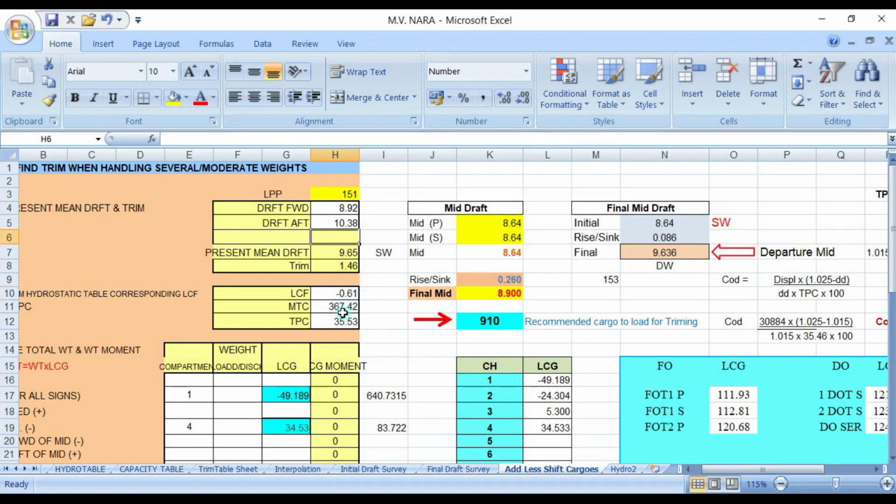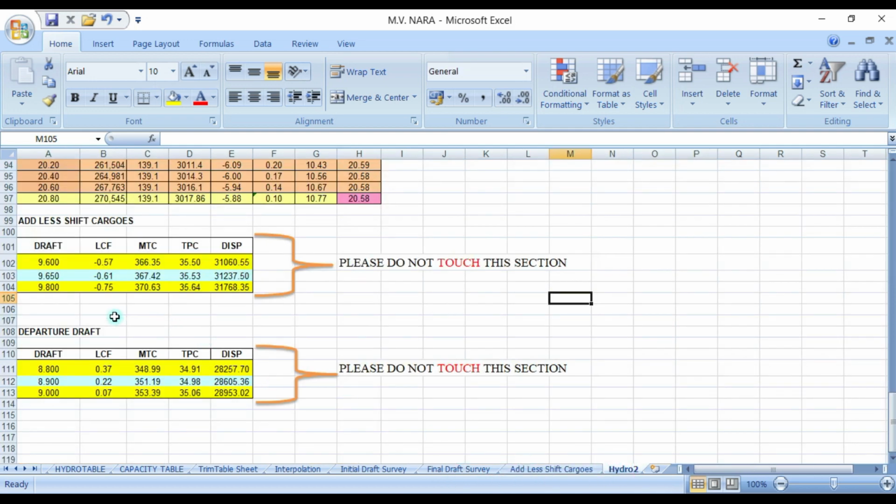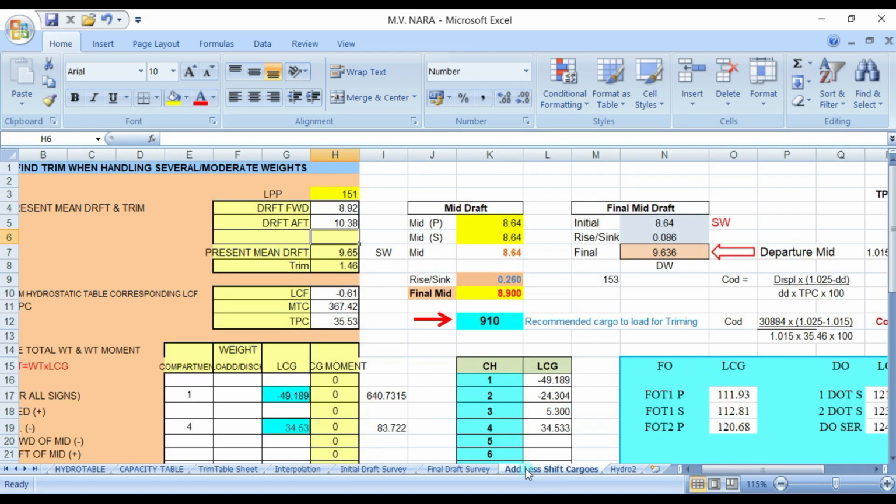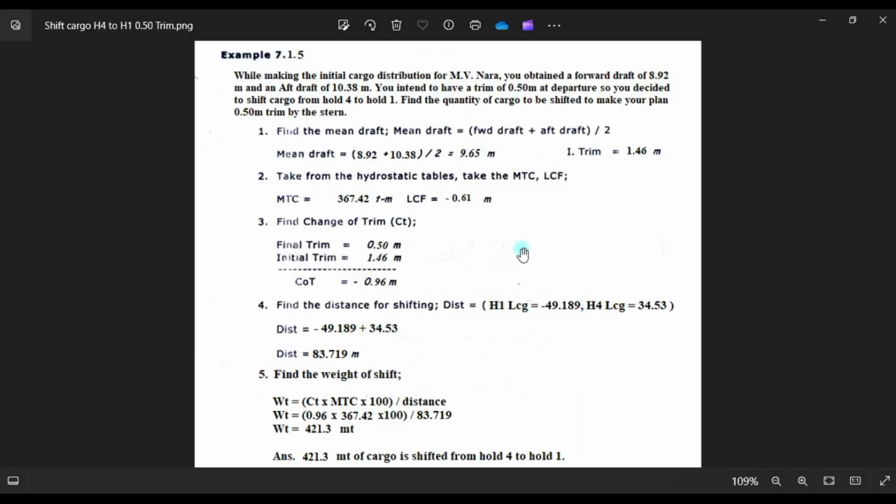Negative 0.61. For interpolation, we have this mean draft of 9.65, LCF is negative 0.61, MTC is 367.42. And these are the figures that we need. Okay? And let's go back to the problem. Find the change of trim. So we have to find this change of trim.